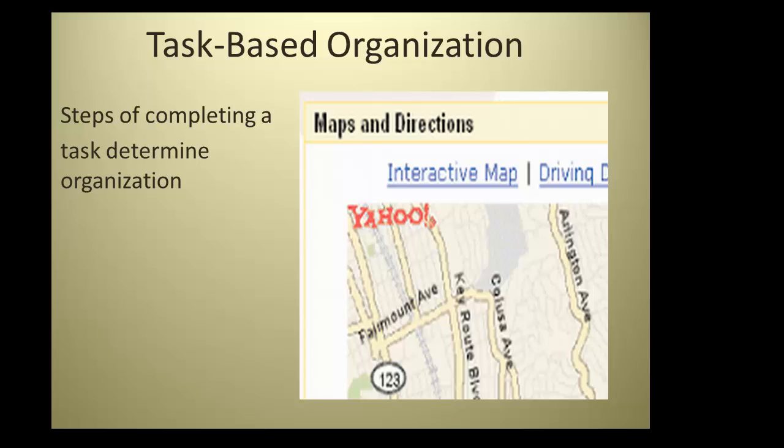The next is the task-based organization, and in the task-based organization, our information and buttons and such are presented according to the task that is being carried out or being performed. And so, for instance, one example of that is Yahoo Maps. We first would, after accessing the Yahoo Maps site, we might want to get driving directions.